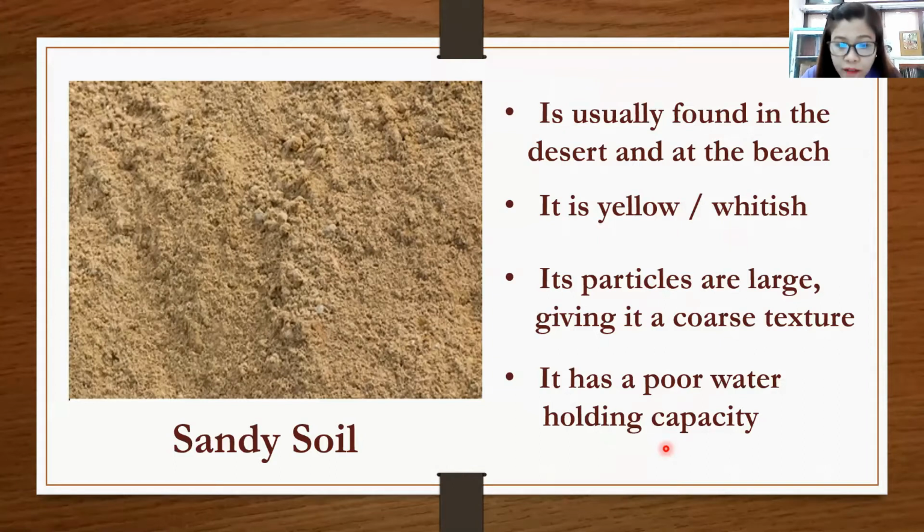Okay, so do not forget, sandy soil is usually found in the desert and at the beach. And usually it is yellow and whitish, and it has a coarse texture, and it has a poor water holding capacity.